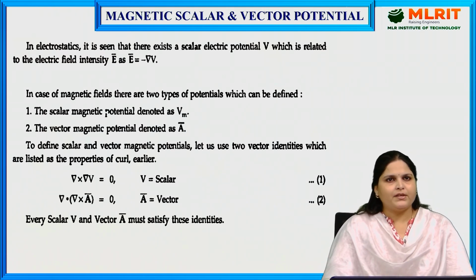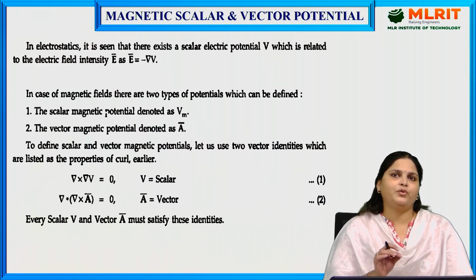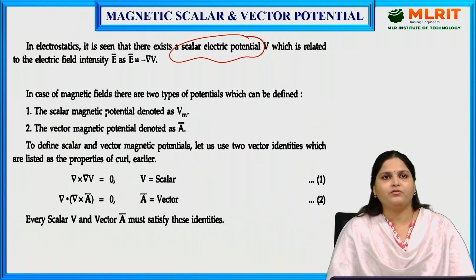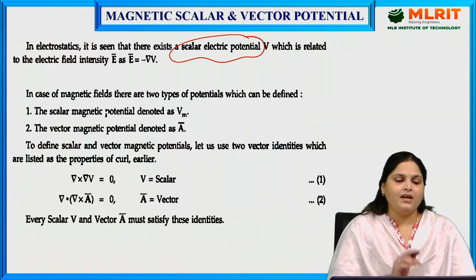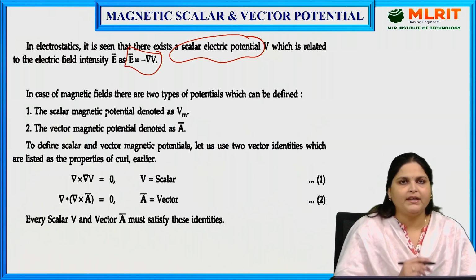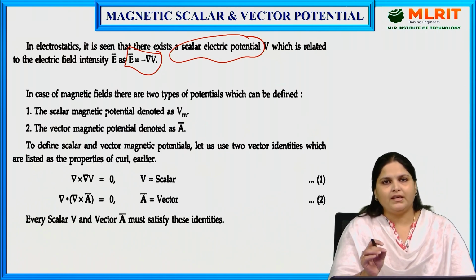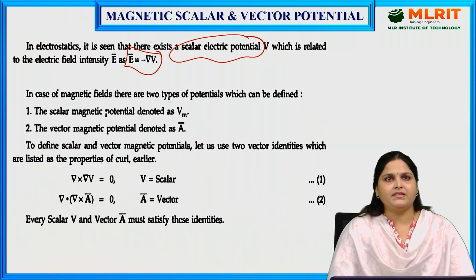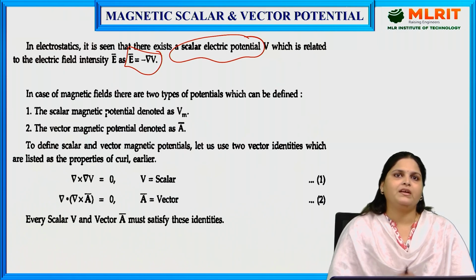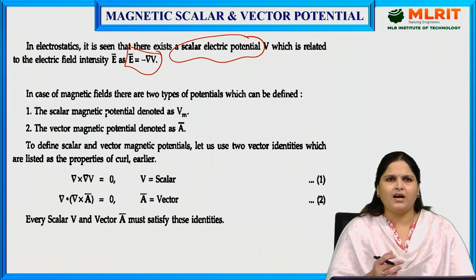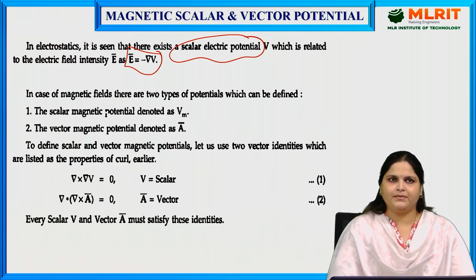We have seen in electrostatics that there is a scalar electric potential V, which is related to electric field intensity E. The formula, which we have already covered in previous sessions, gives the relation between scalar electric potential and field intensity: E is equal to negative gradient of V, right? So the question is, are there any potentials in magnetic field also? That we will find out today.